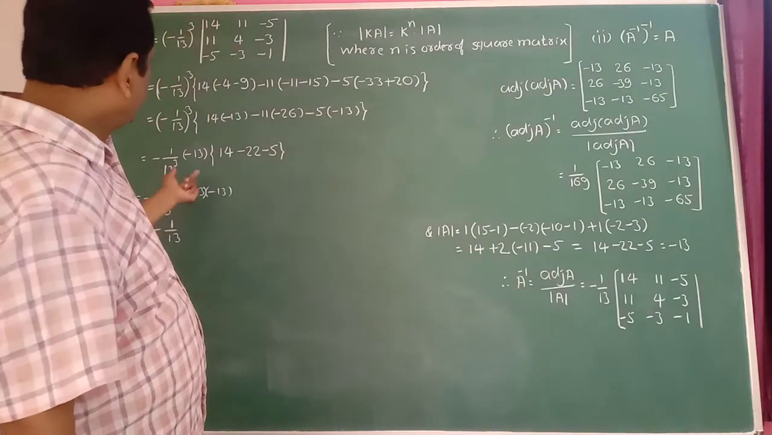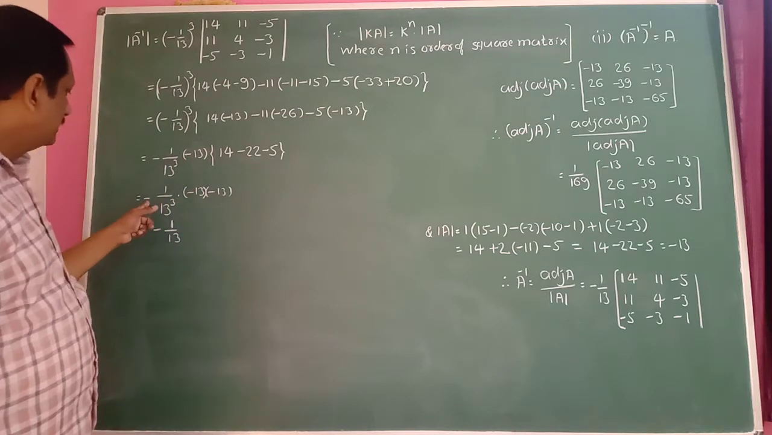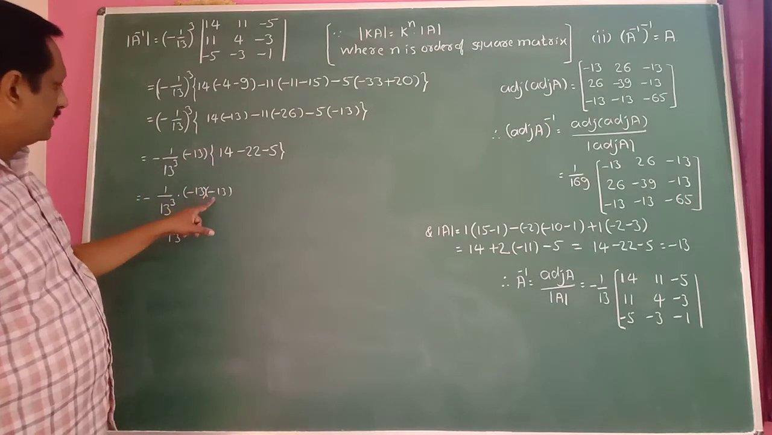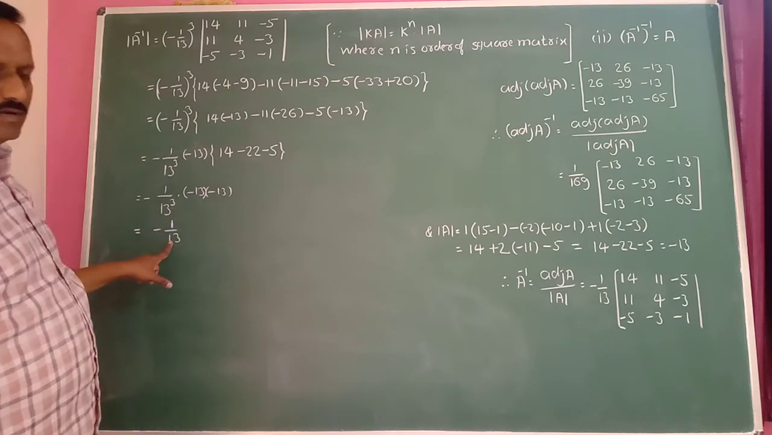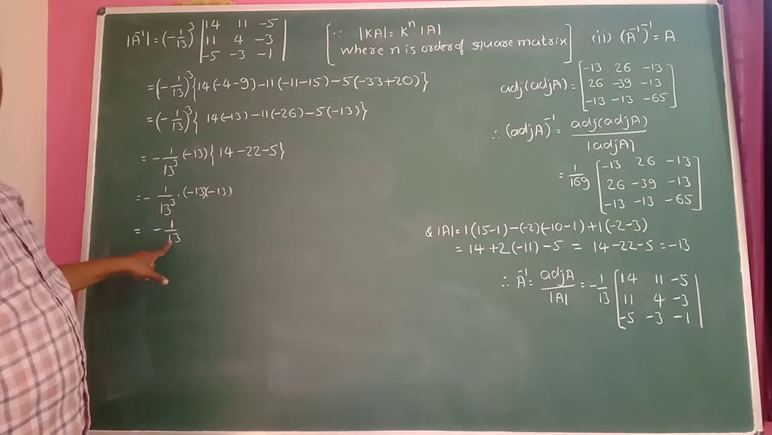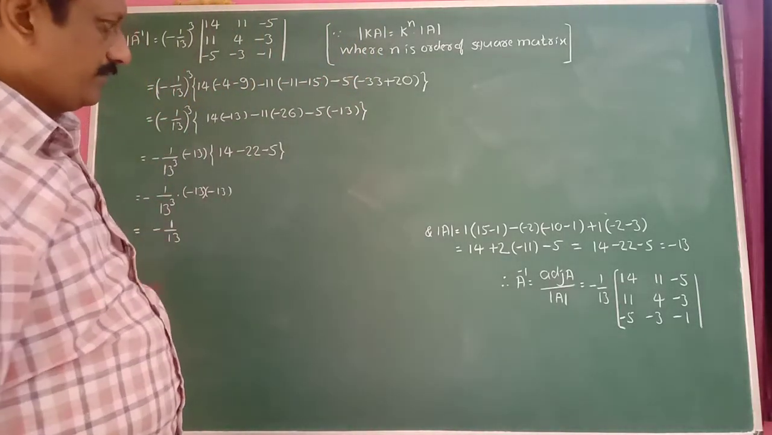Expand it here. We get minus 13 into minus 13, then minus kept as it is. 13 into 13 is 13 square. 13 square cancels, remaining is 1 by 13. Okay. This is the determinant of A inverse.